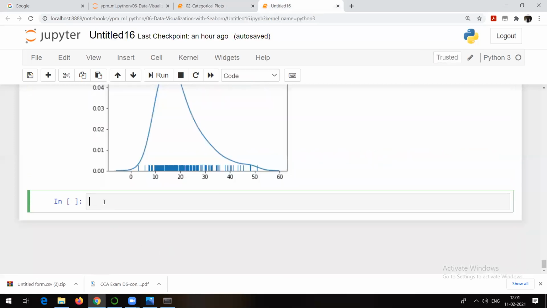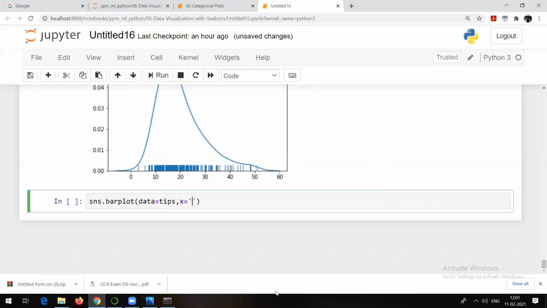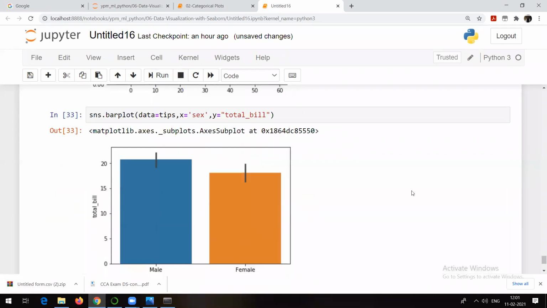Okay. So we want to see who generated the more total bill. Is it female or male? So sns.barplot is the command. My data is tips. For the x column, suppose on the x-axis I want male female, and on the y-axis I want total bill. So total_bill is the name of the column. Let's see this particular thing. Now you can check it.